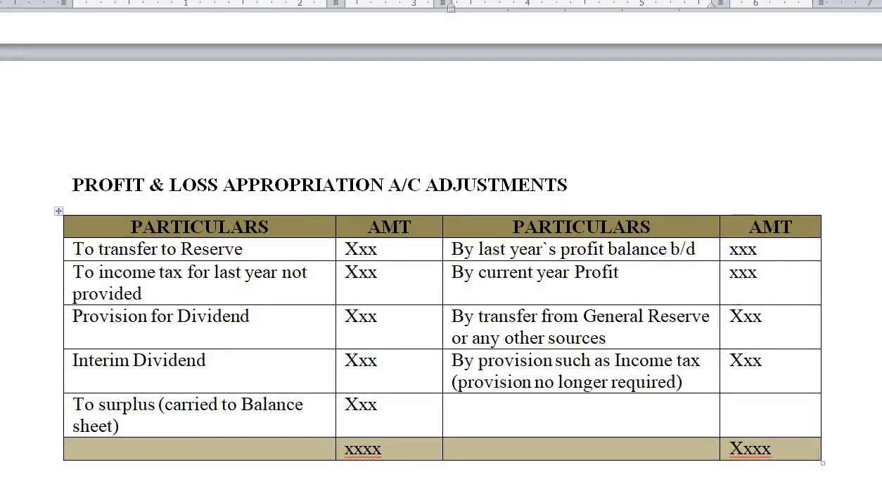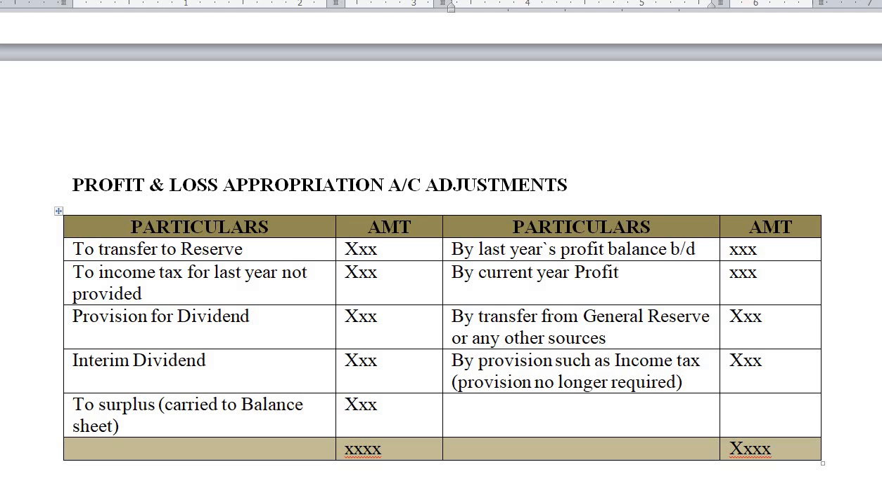Hello all. Today's topic for discussion is profit and loss appropriation account adjustments, which will come along with the statement of profit and loss account in company accounts. We have already seen how to prepare a statement of profit and loss account, and in some cases there will be questions based on which you will have to prepare a separate adjustment account, which is known as the profit and loss appropriation account.